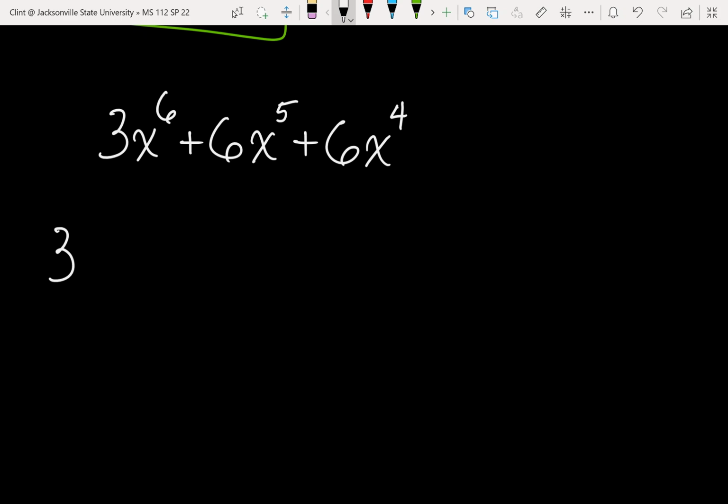Got a 3 again. Variables, they all have x's again. But how many do we have in common? 4. We got 4, right? Because we don't have 6 of them we can take out, because this one doesn't have enough. We don't have 5 of them because this one doesn't have enough. So look at the smallest exponent. It has 4 x's. That's the most we can take out. X to the 4th.